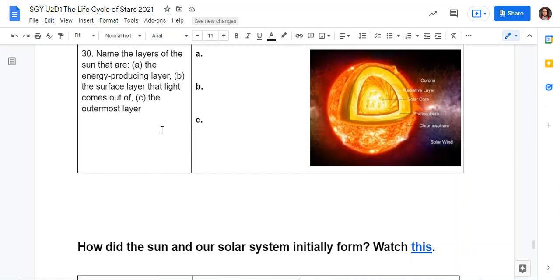Number 30, name the layers of the sun that are A, the energy producing layer. Okay, that would be A, that would be the core. That's where the fusion reactions are happening. B, the surface layer that light comes out of, that would be the photosphere. That's the lowest of the top three layers that we can see. And C, the outermost layer, the atmosphere of the sun, we would call that the corona.